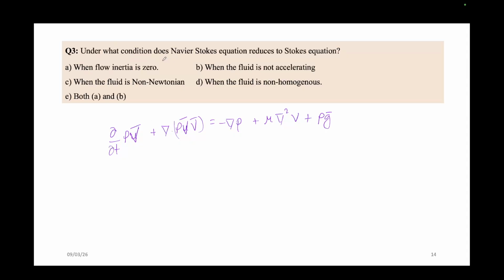So under what condition does this Navier-Stokes equation converge to the Stokes equation? This is quite important. Let me give this for your better understanding. So let us assume the density is constant. So can I write this then? I just put the density here.